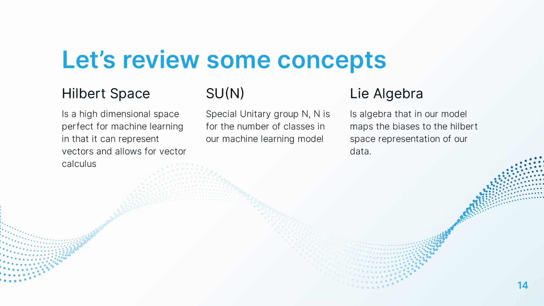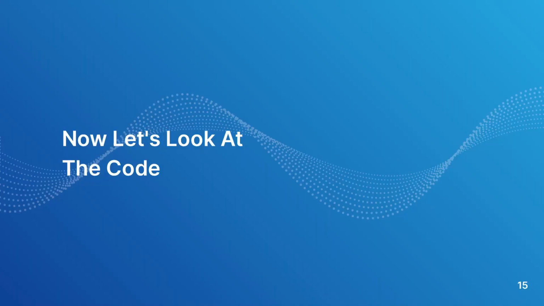Let's review some concepts. We have Hilbert space. It's high-dimensional space, perfect for machine learning. We have this special unitary group of N. N is the number of classes you have in this particular instance. And then you have your Lie algebra, which is used to manipulate the special unitary group and the Hilbert space to get the results you want.